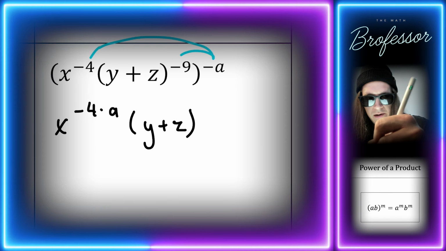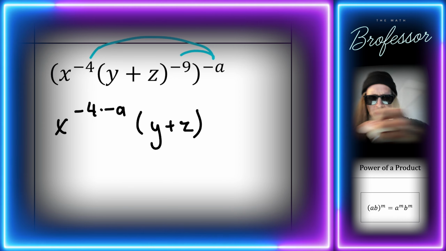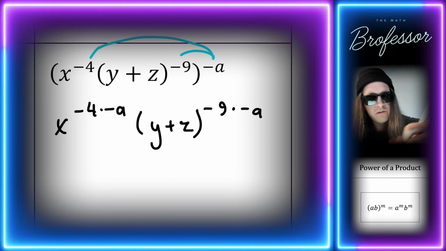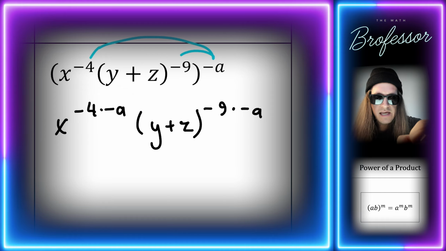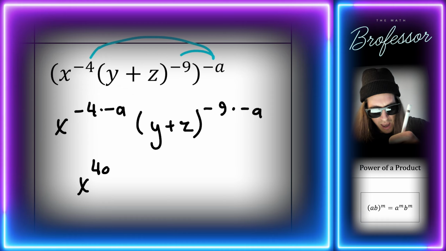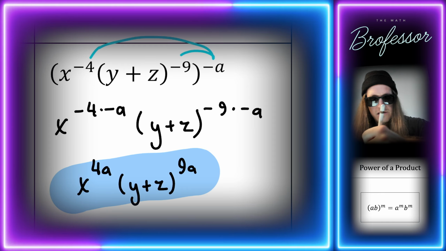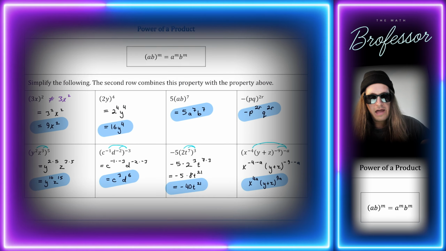Ooh, I made a mistake. We needed this to be a negative a. It is a negative a. There we go. And then on the y plus z, we have negative 9 times negative a. So all you're doing here, negative 4 times negative a. Negative times a negative is a positive. 4 times a is just 4a. And then y plus z, negative 9 times negative a is positive 9a. And that is the answer. And that concludes that box right there.